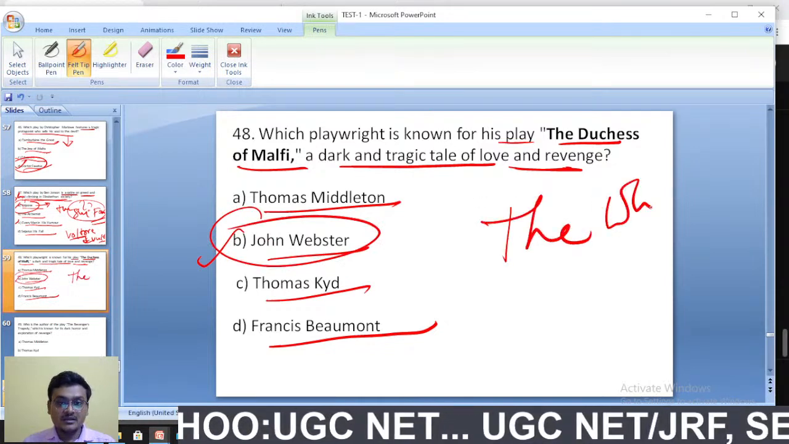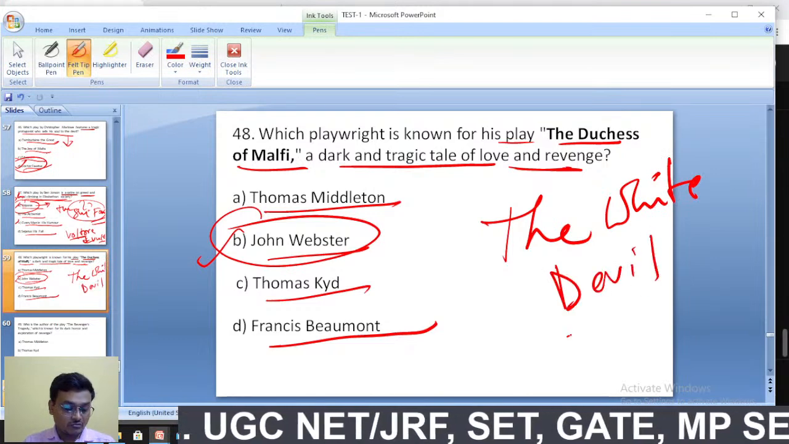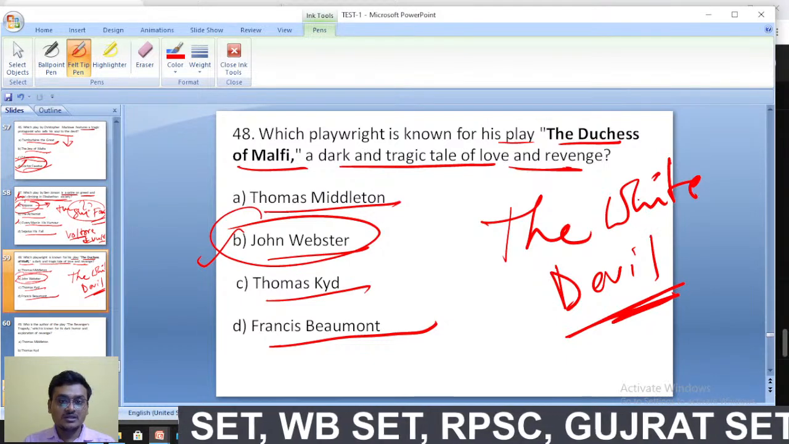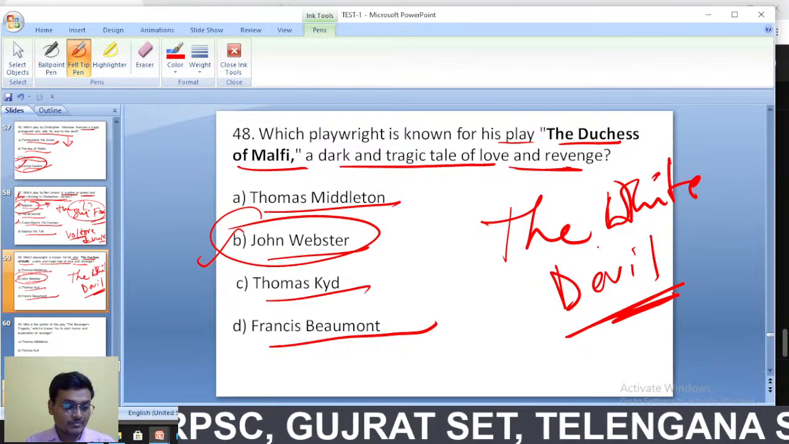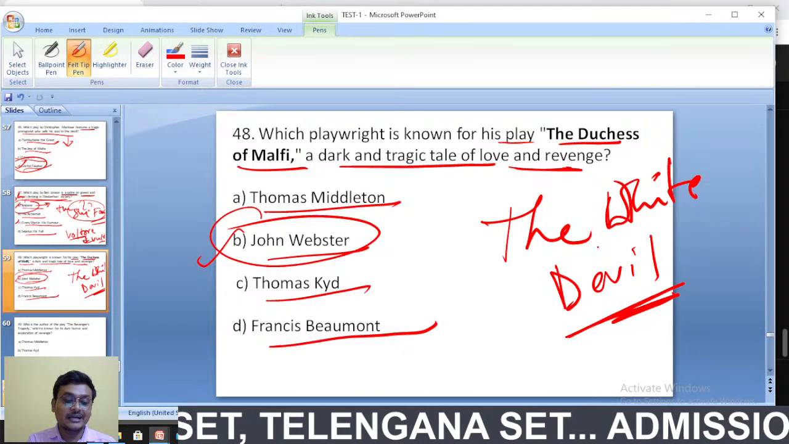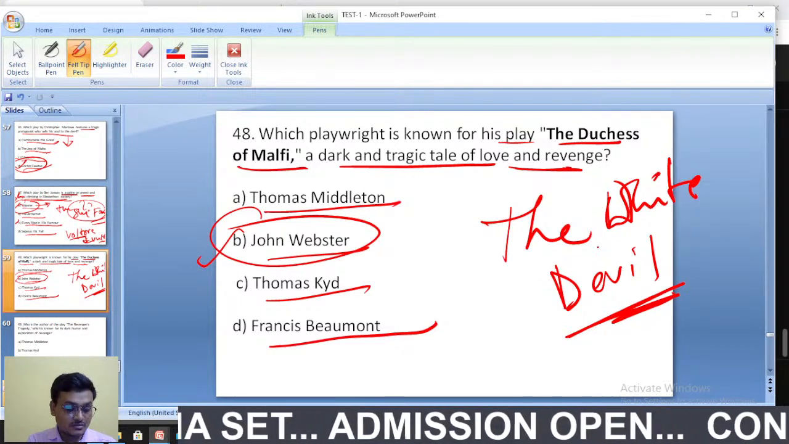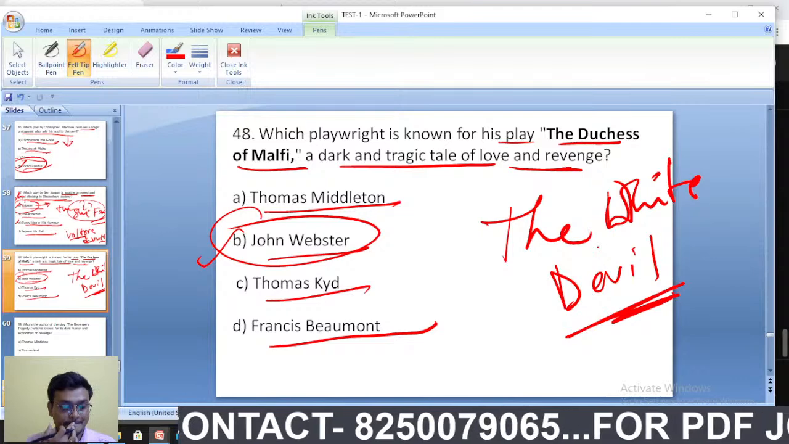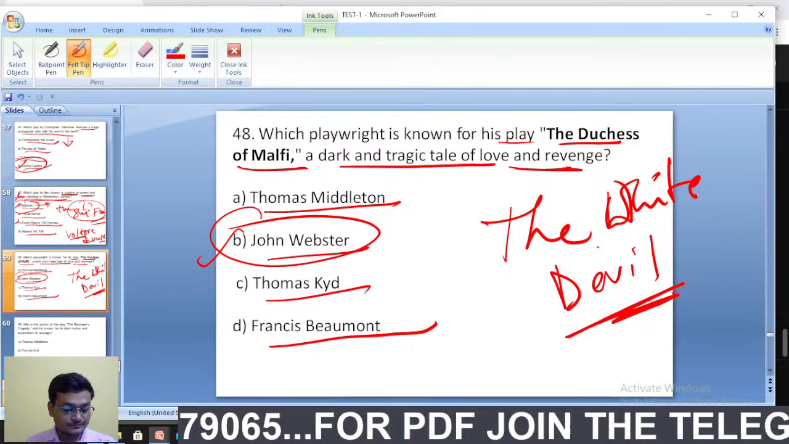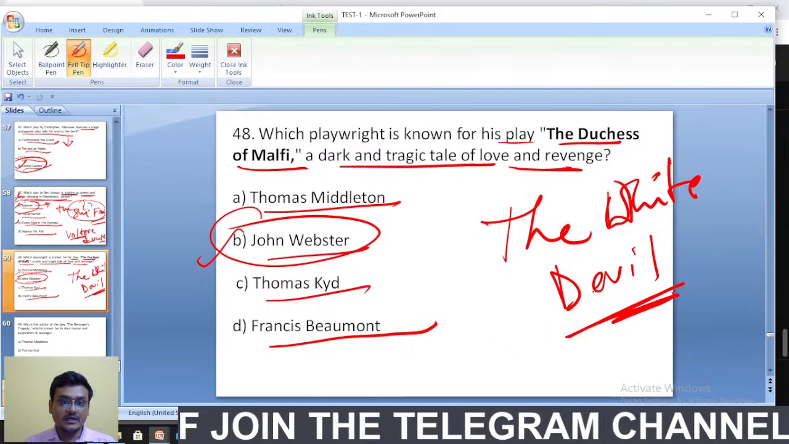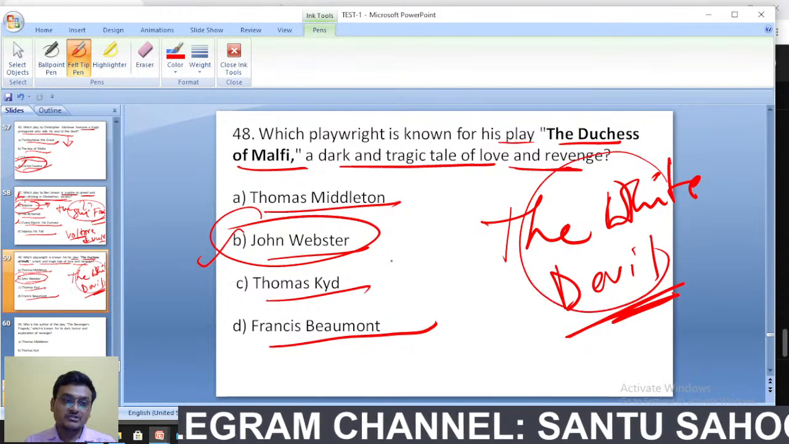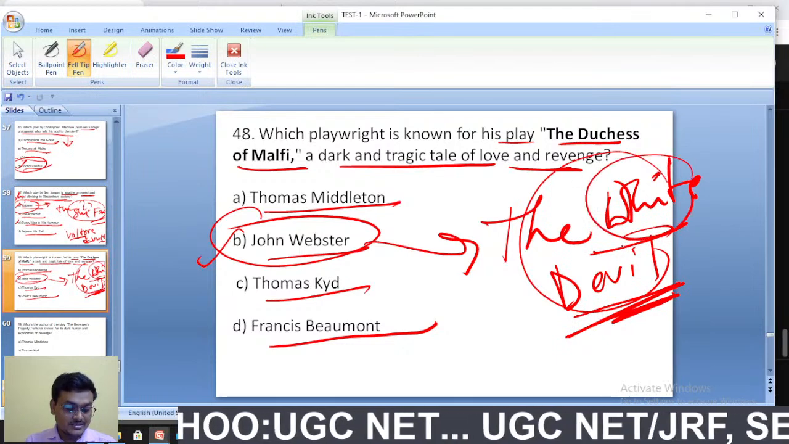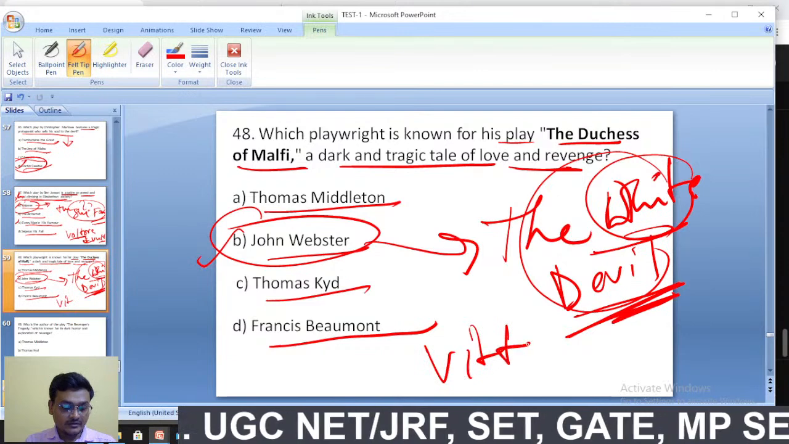Who has written The White Devil? The Duchess of Malfi, a dark tragic tale of love, is by John Webster. Now you tell me, The White Devil was written by whom, and who is the titular character here? Exactly, The White Devil was written by John Webster. Now, who is the titular character? Vittoria.